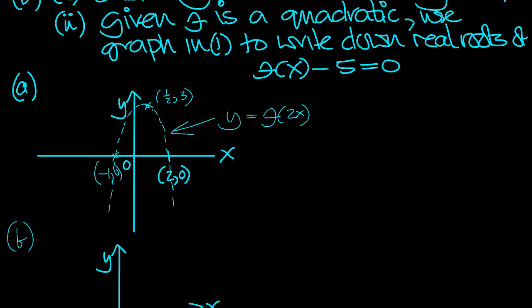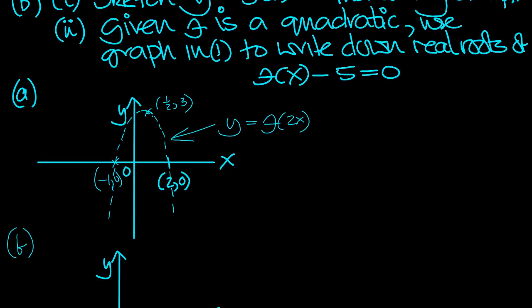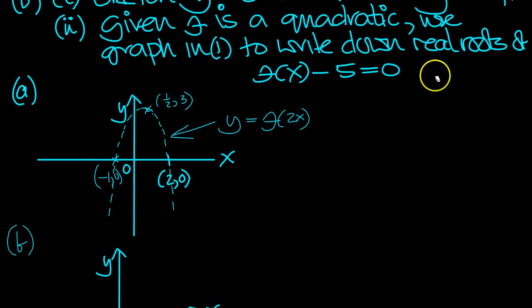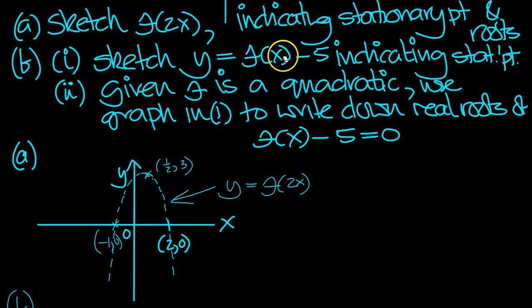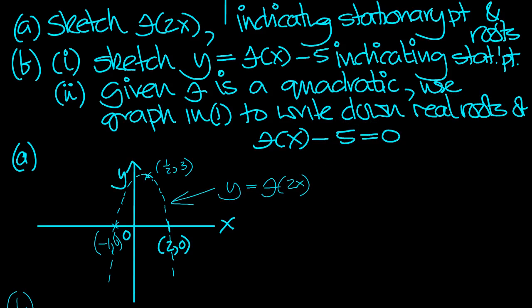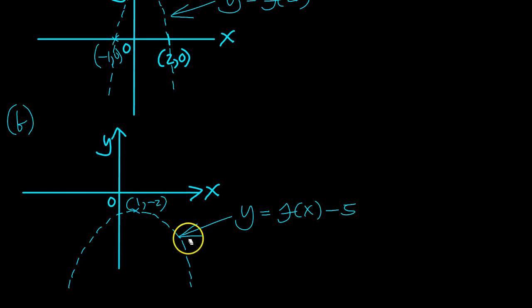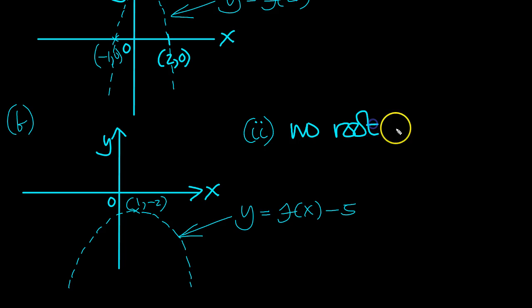Okay, that's part B. Now part C, and the stationary point was there. Given f is a quadratic, use the graph in B to write down the real roots of f of x minus 5 equals 0. So I've just drawn that, f of x minus 5. The real roots of this, f of x minus 5 then, which is what this is, when does that equal 0? It never equals 0. So part C, no roots, no root values.